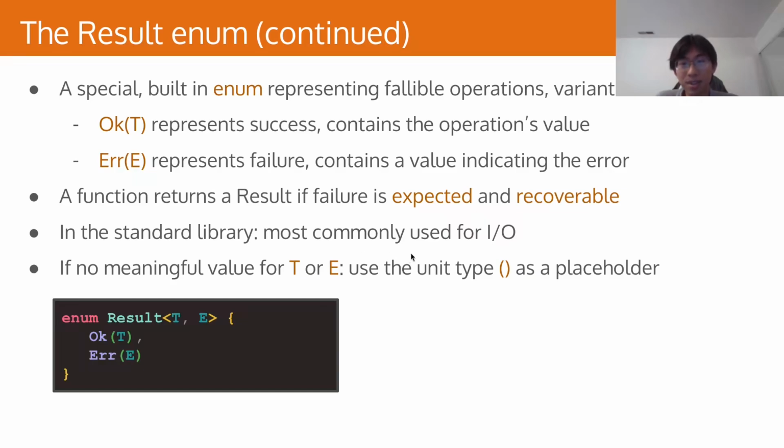In the standard library, this is most typically used for I/O. So maybe an example is I'm trying to read from a file, but this file doesn't exist, and I get this Result back. I check, okay, it's an error, but I know I can maybe handle it by just creating the file that I was supposed to read. So these are some examples of how you can use Result. And if you can't return a meaningful value for T or E, we can always use the unit type as a placeholder to represent an empty value.